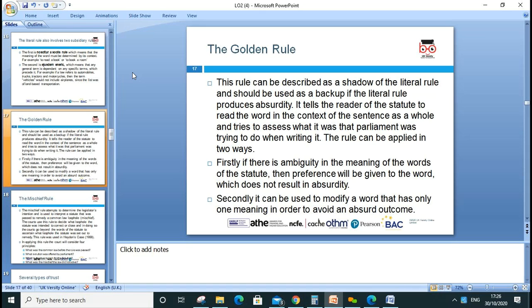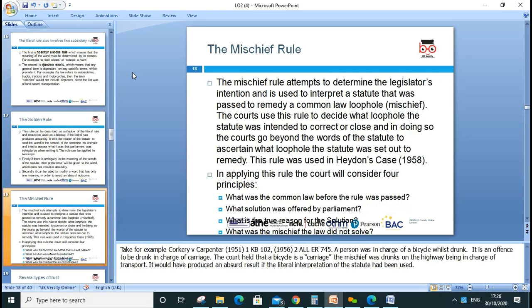Second, it can be used to modify the word so it has only one meaning, in order to avoid absurd outcomes. Yes, different outcomes can mean different meanings.